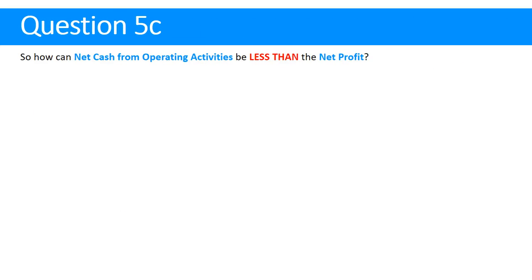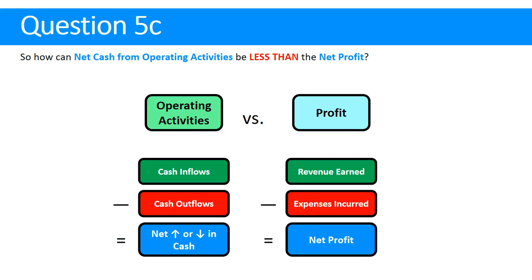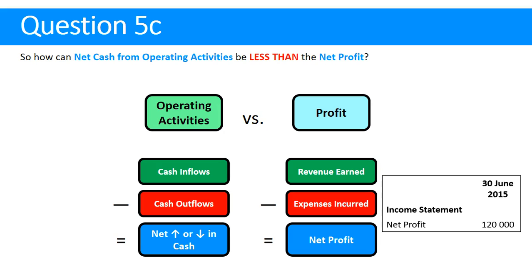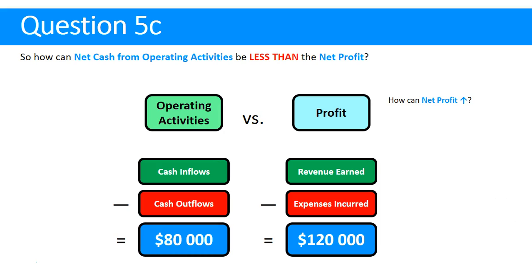So basically the question is, how can your net cash from operating activities be less than the net profit? Remembering how they're calculated, what we're told is the net profit was $120,000. From operating activities, so providing goods and services on a daily basis, we don't know what that number is, but we know it's less than 120. So that's all we can assume.